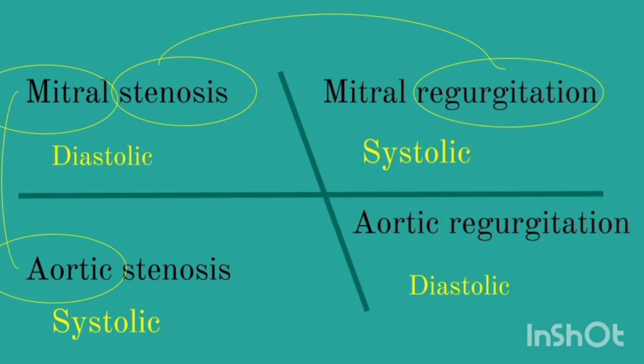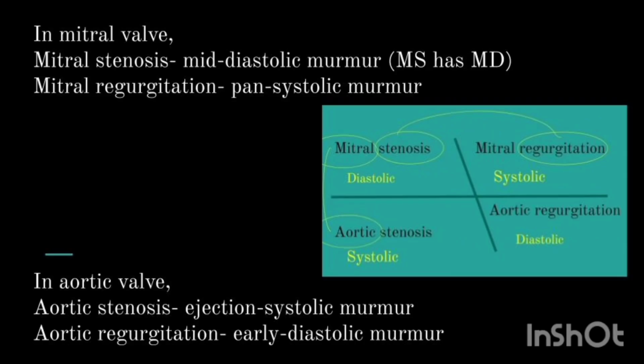In mitral valve, mitral stenosis, mid diastolic murmur. Mitral regurgitation, pan-systolic murmur. Then in aortic valve, aortic stenosis, ejection systolic murmur. Aortic regurgitation, it has early diastolic murmur.